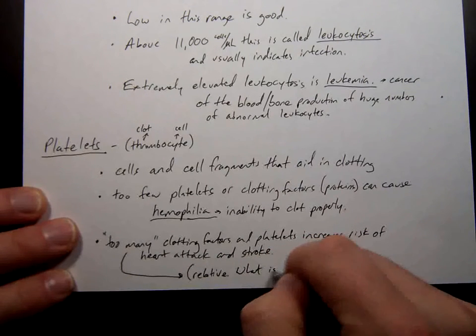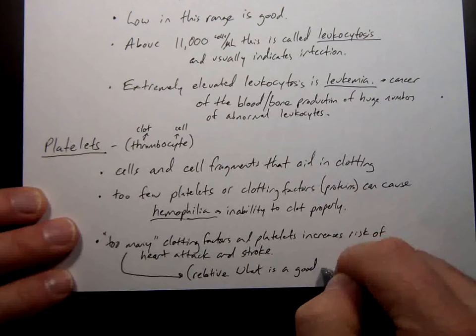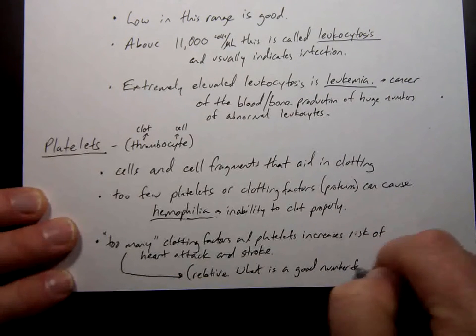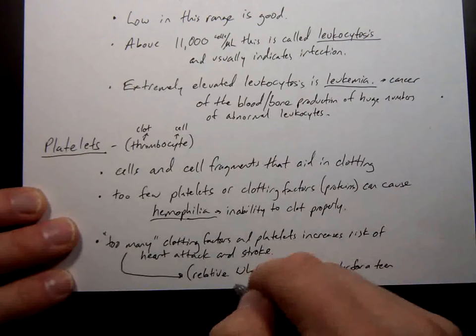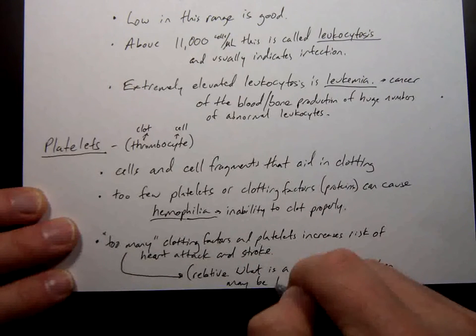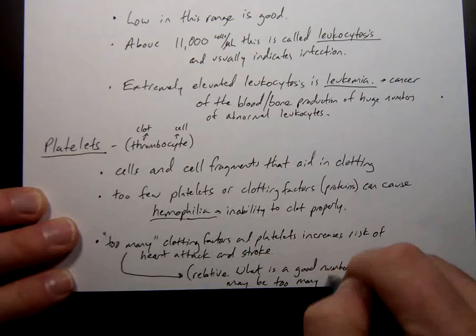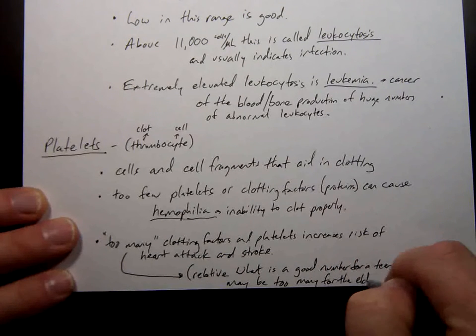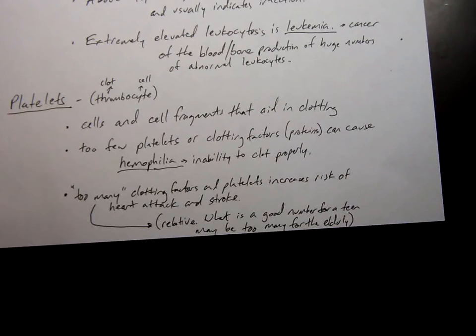What is a good number for a teen may be too many for the elderly. So what is a good number for a teen may be too many for the elderly. You may have the same number and effectiveness of platelets and clotting factors as someone who's in their late 70s and early 80s. But for them, that presents itself a problem.